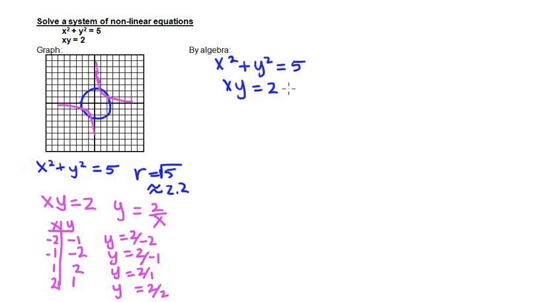So I'm going to have to substitute for either x or y by isolating one of the variables. And if I divide both sides by y, I end up with x is equal to 2 divided by y. And I can substitute 2 over y for x, and I'll square that, plus y squared is equal to 5.